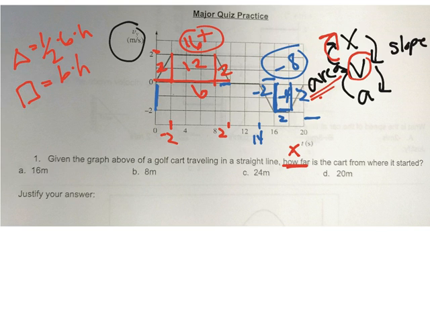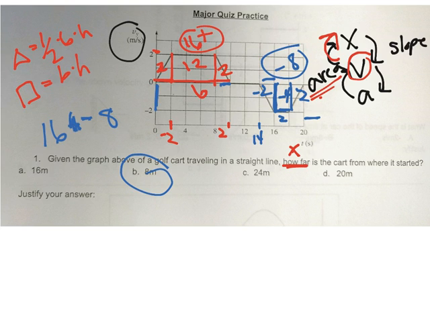So your two areas are 16 and negative 8. You add them together, so 16 plus a negative 8, which is the same as just subtracting 8, will give you 8 meters. Hopefully this was helpful. Go ahead, look at the other questions.